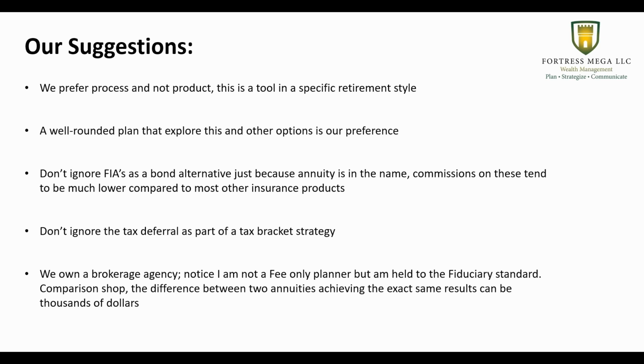And don't ignore these as bond alternatives, RILAs, FIAs, any of these indexing products, because they have some strengths that bond funds don't have, as long as the S&P 500 keeps going as it's going. Don't ignore tax deferral as part of a tax bracket strategy here. You do get to tax defer these returns, which allows you to take advantage of the peaks and valleys in retirement. And just recognize, we own a brokerage agency here, and we get to see all sorts of different insurance products and comparison shop this, because the difference between two companies can be thousands of dollars or tens of thousands of dollars in your favor.